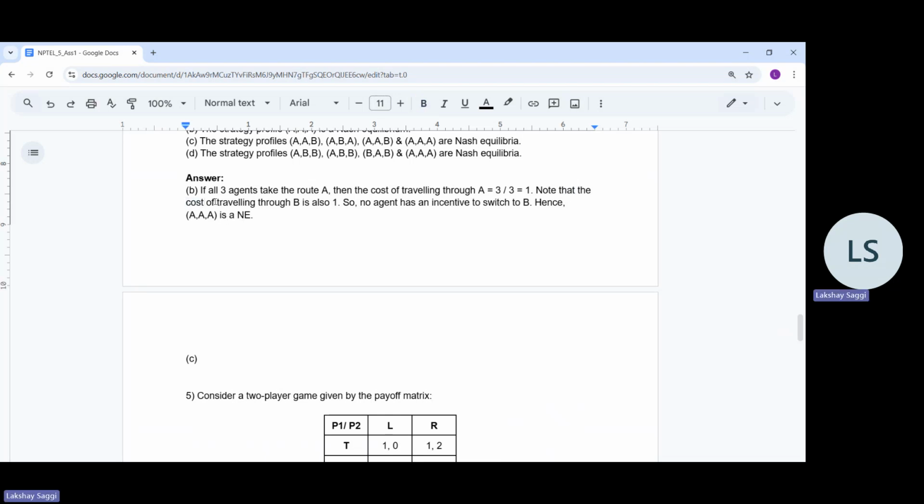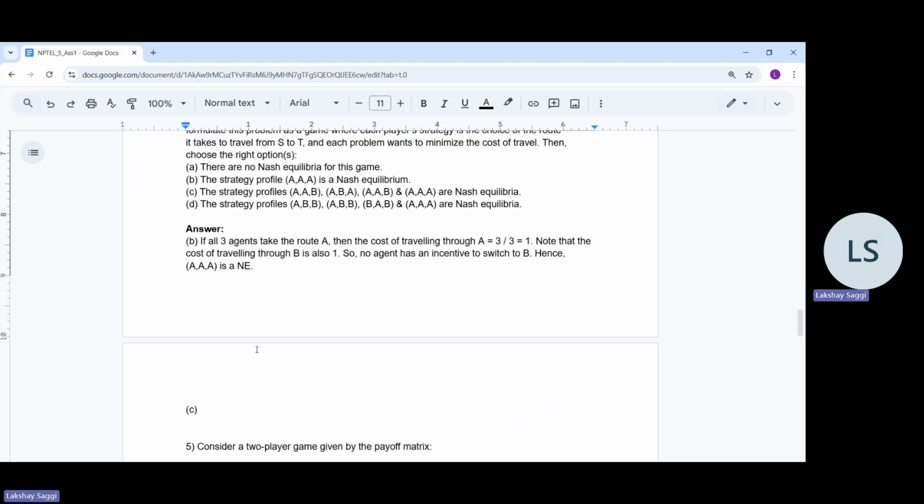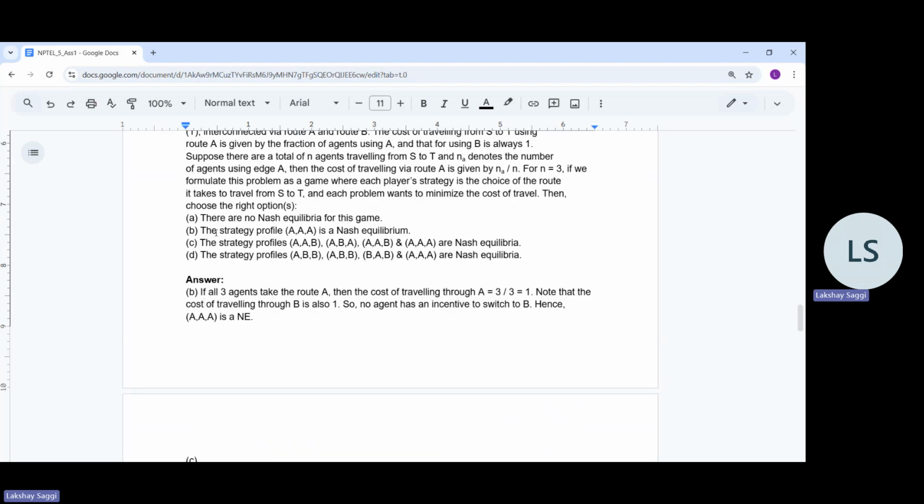So AAA is a Nash equilibrium. So at least we know that there exists some Nash equilibria. Now let's go to option C. Option C says that strategy profiles AAB, ABA, BAA, and AAA are Nash equilibria. We know that AAA is a Nash equilibrium, and let's see the other options. What these mean is that effectively two players choose the path A and one player chooses the path B.